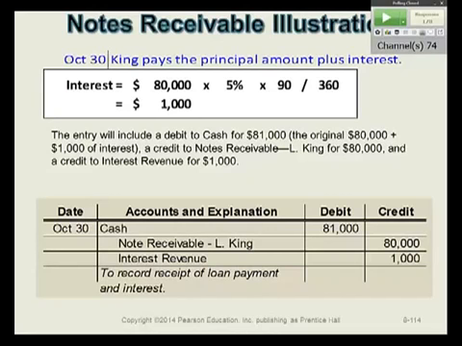Now the difference between this example and the illustration we had before is that in this case, the note is within the same accounting period, so there's no interest receivable. I'm also going to tell you that in the event that that note is not paid, then you would have to transfer that to an accounts receivable. Okay? Transfer to an accounts receivable.